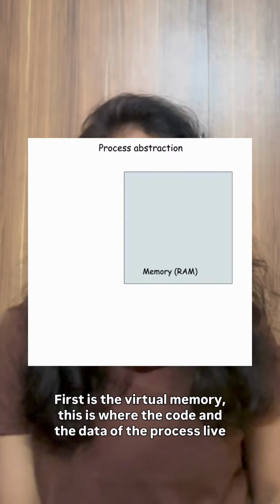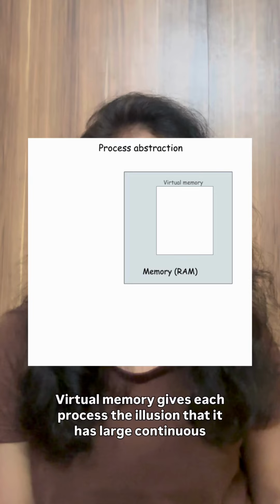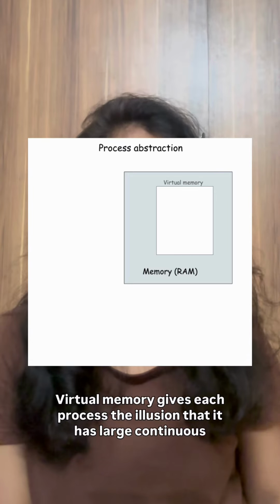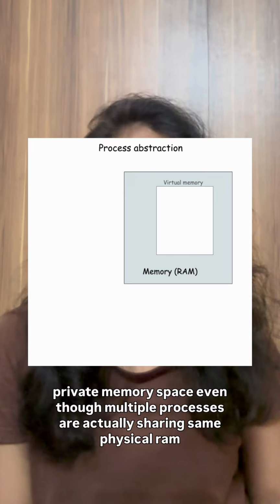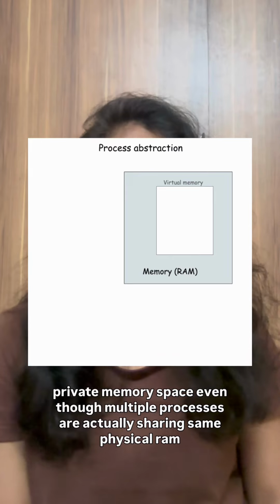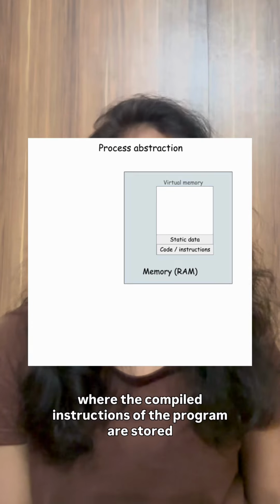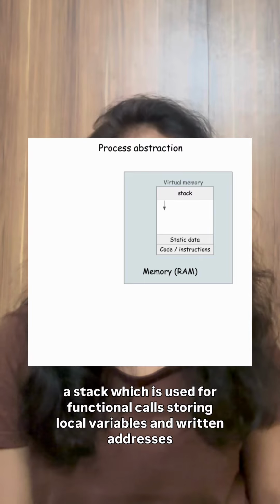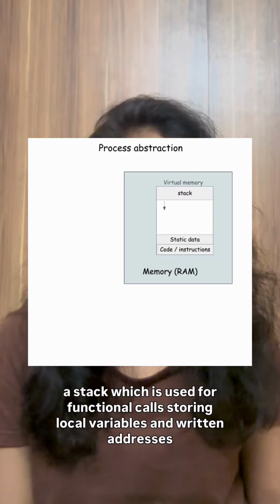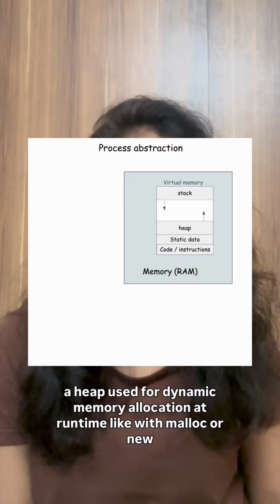First is the virtual memory. This is where the code and the data of the process live. Virtual memory gives each process the illusion that it has a large continuous private memory space, even though multiple processes are actually sharing the same physical RAM. Inside the virtual memory, we have a code or text segment where the compiled instructions of the program are stored, a stack, which is used for function calls, storing local variables and return addresses, and a heap used for dynamic memory allocation at runtime, like with malloc or new.